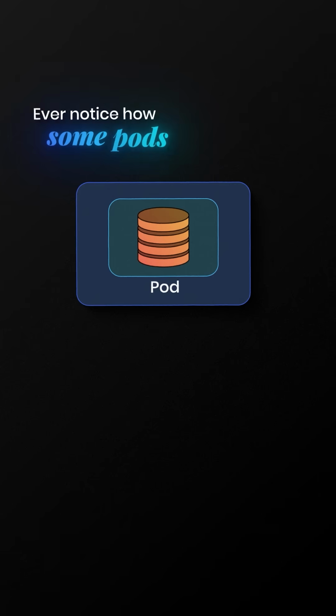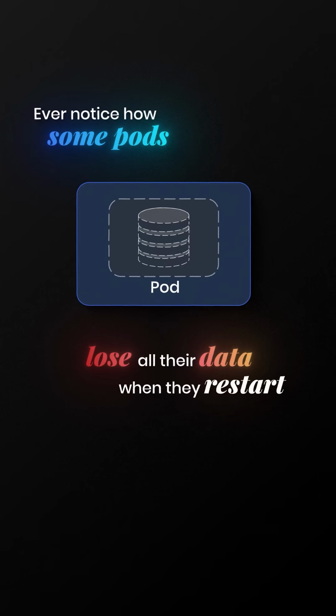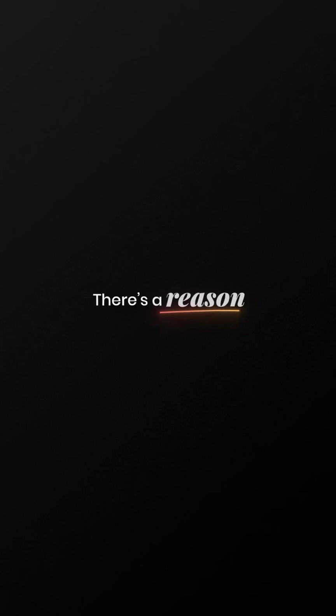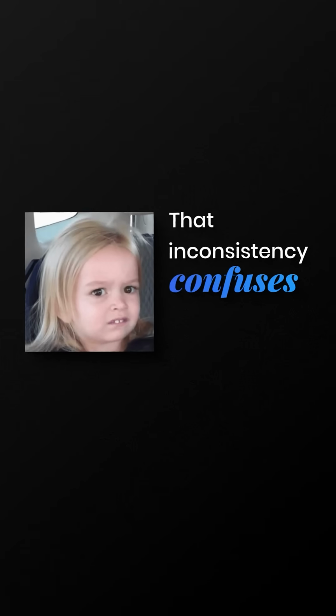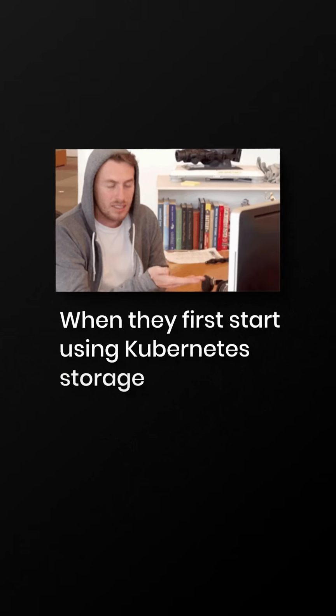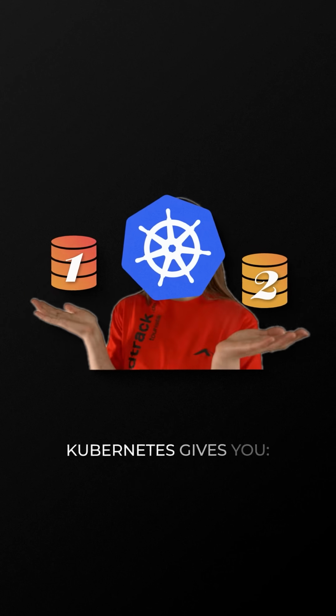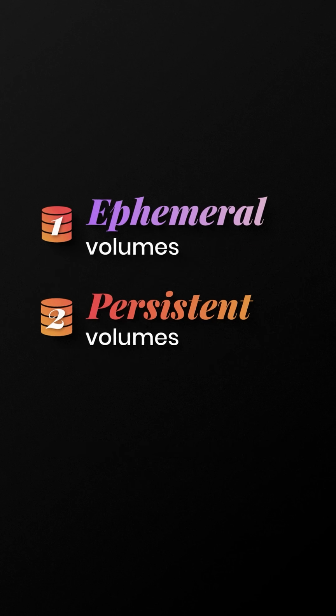Ever notice how some pods lose all their data when they restart, and others somehow keep it? There's a reason for that. That inconsistency confuses almost everyone when they first start using Kubernetes storage. The fix is understanding the two storage behaviors Kubernetes gives you, ephemeral volumes and persistent volumes. This is what decides whether your data survives a restart or disappears instantly.